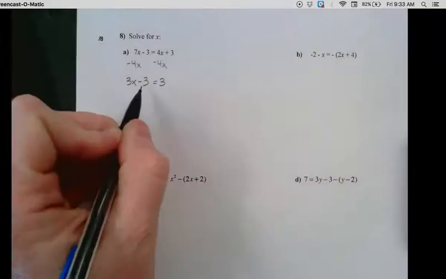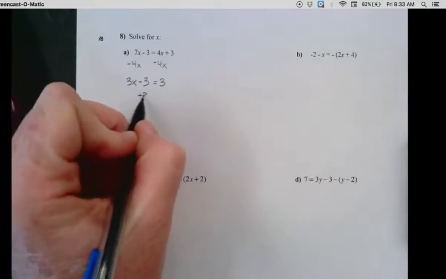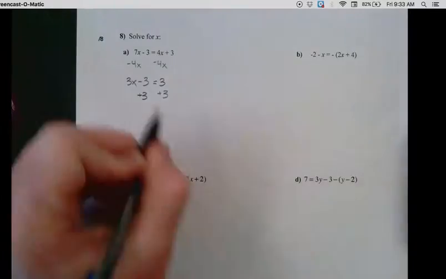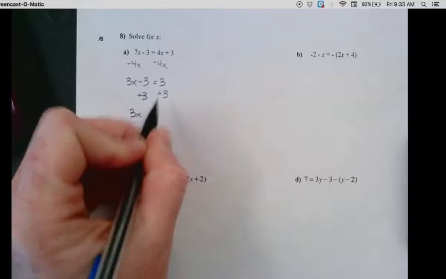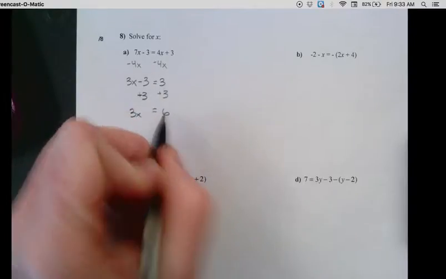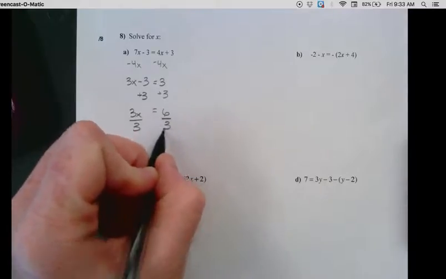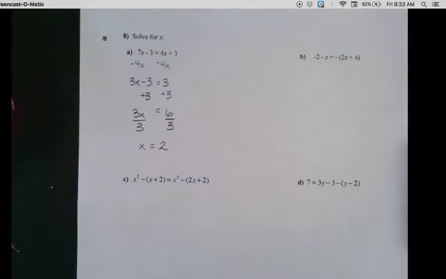Okay, now I need to eliminate these negative unit tiles, so I'm going to add 3 to both sides. These zero pairs will go away, and I'm left with just 3x. And over here, 3 plus 3 is 6. Divide both sides by 3. And I'm left with x equals 2.